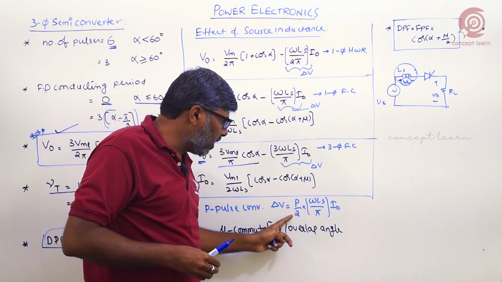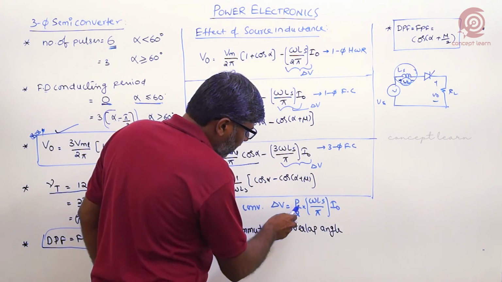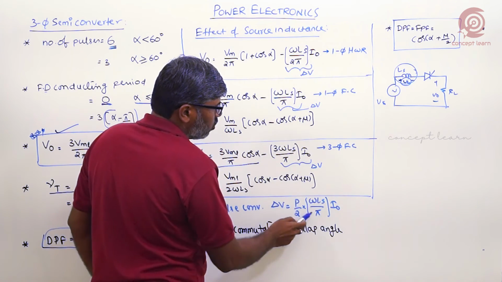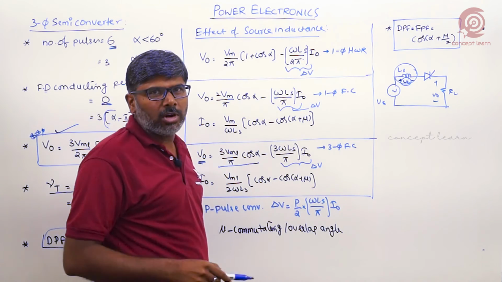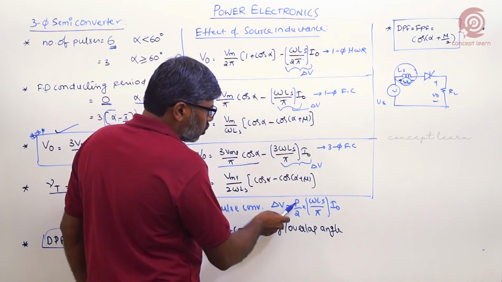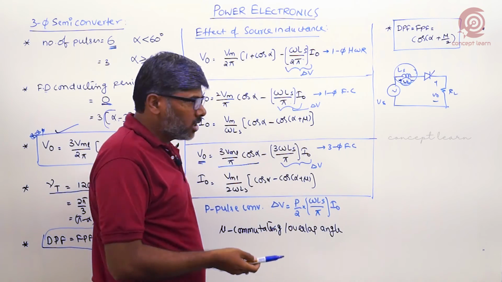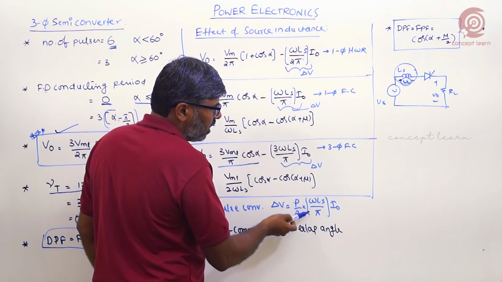Delta V is P by 2 into omega Ls by pi into I0. If P is 1, a 1 pulse converter, that is the half-wave rectifier, it is omega Ls by 2 pi into I0, right? When you come to the single phase full converter, it is a 2 pulse converter, so 2 by 2 is 1, omega Ls by pi into I0. When you come to the 6 pulse converter, the 3-phase full converter, 6 by 2 is 3, so 3 omega Ls by pi into I0.